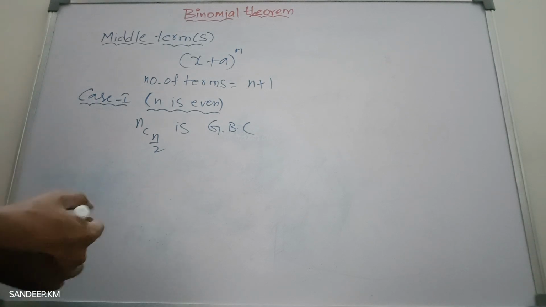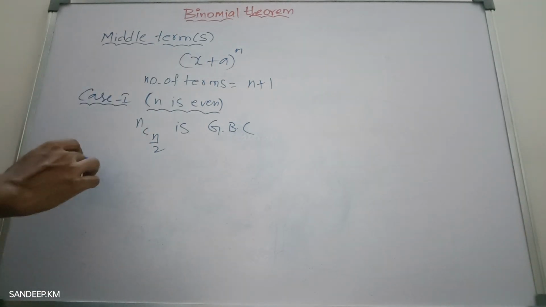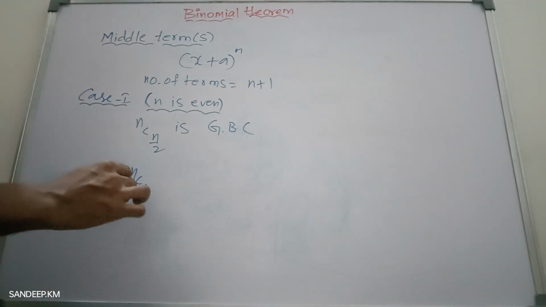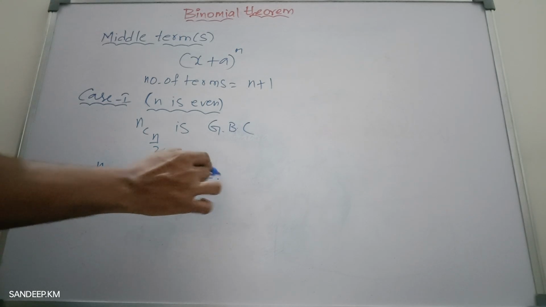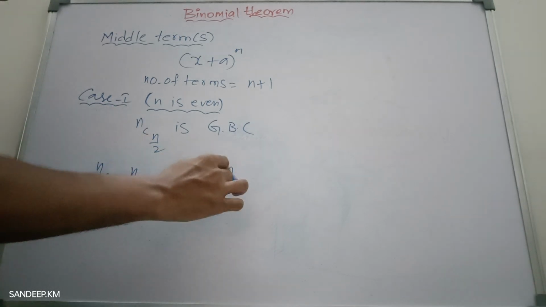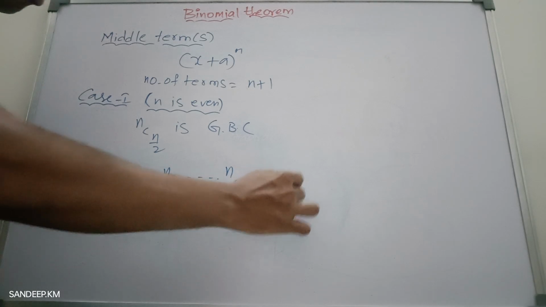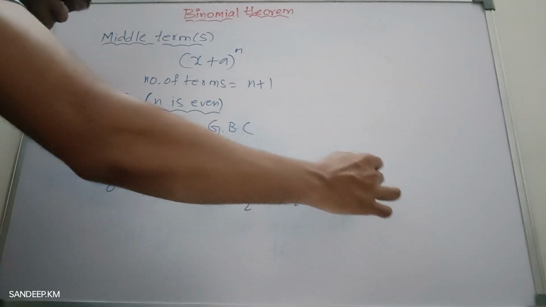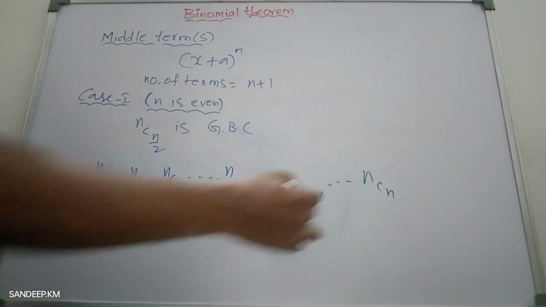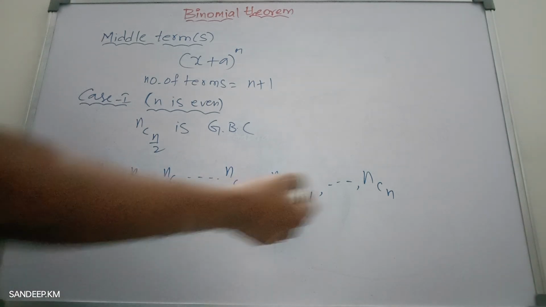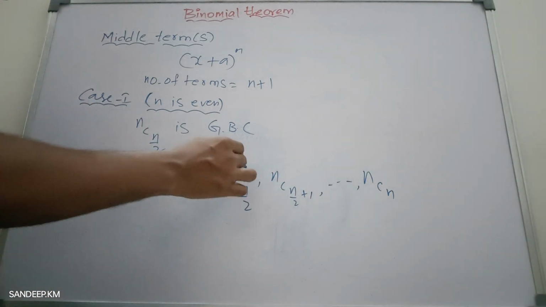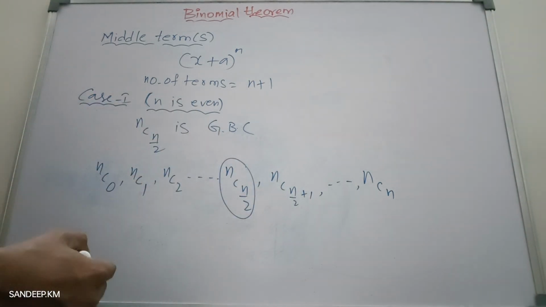Actually, who are the binomial coefficients in this expansion? nC0, nC1, nC2 and so on. Somewhere in the middle we will get nC(n/2), and after this you will get nC(n/2 + 1) and so on. The last binomial coefficient is nCn. Out of all these binomial coefficients, who is the greatest? nC(n/2) is the greatest.